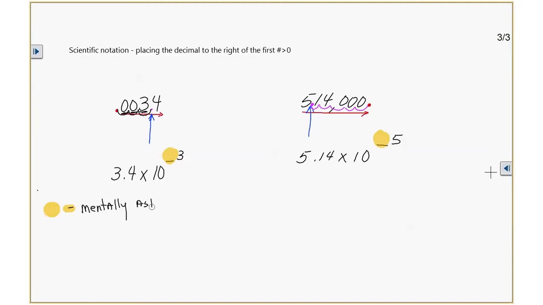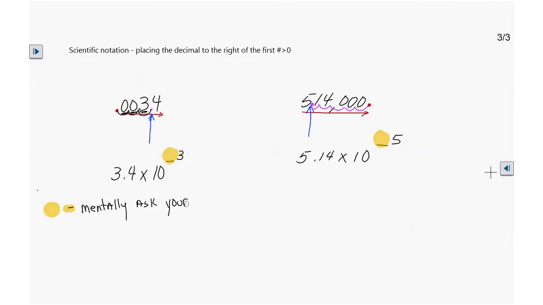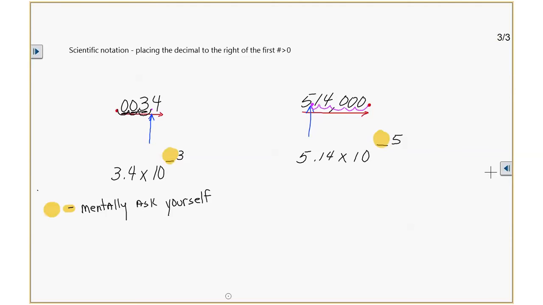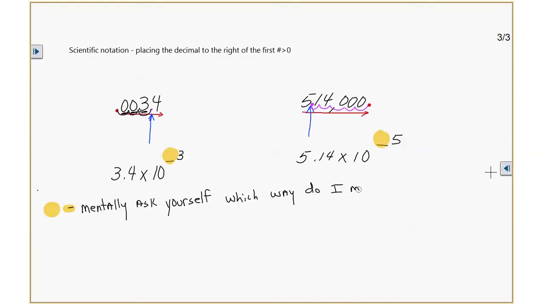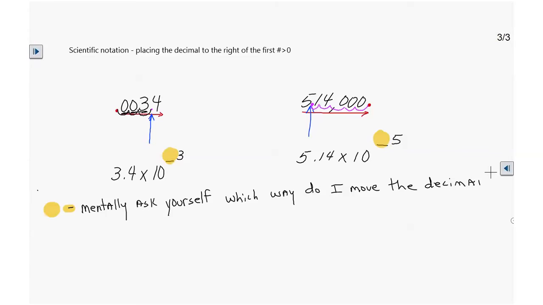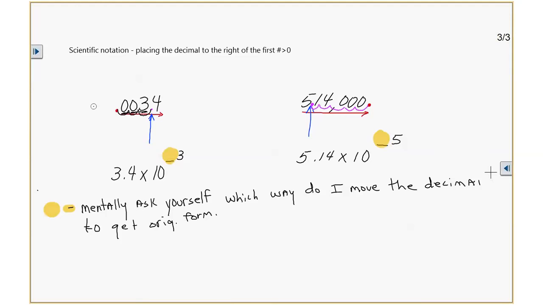Now let's go over this, mentally ask yourself, because some people have a problem with this. I say mentally ask yourself, and they start moving the decimal again. I didn't say anything about moving the decimal again. I said mentally ask yourself, which way will I move the decimal to get the original form? Okay, what is the original form? The original form is what we started with.